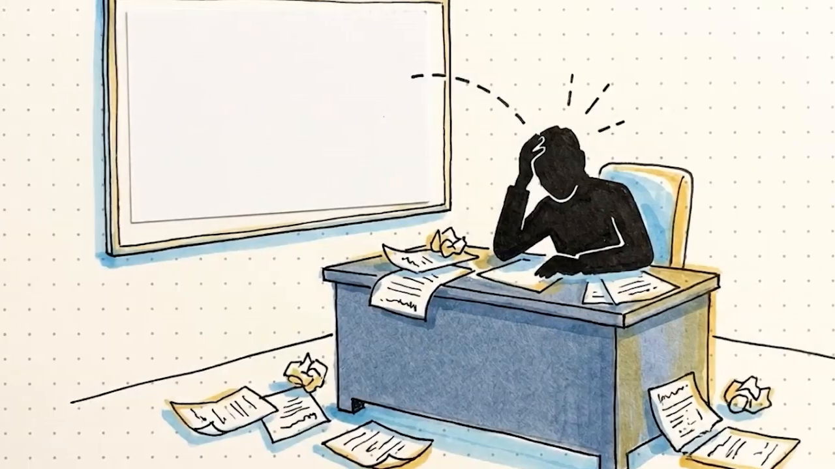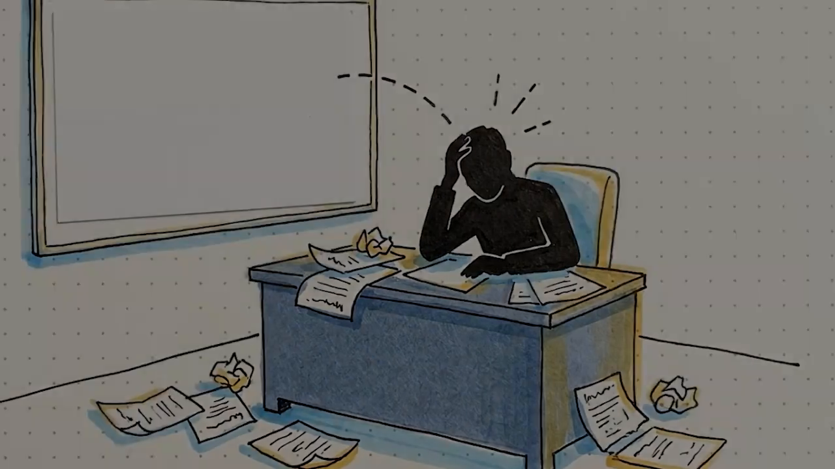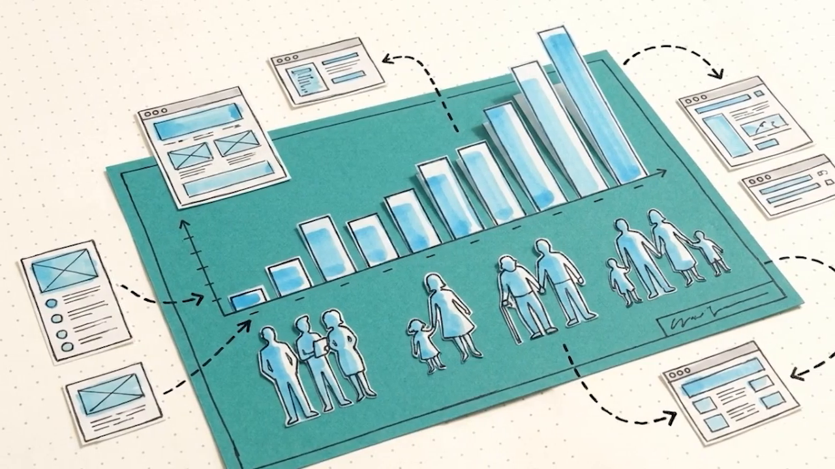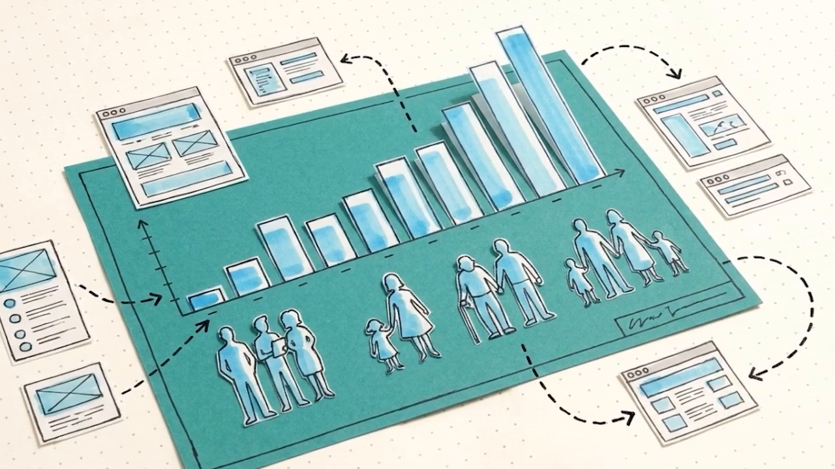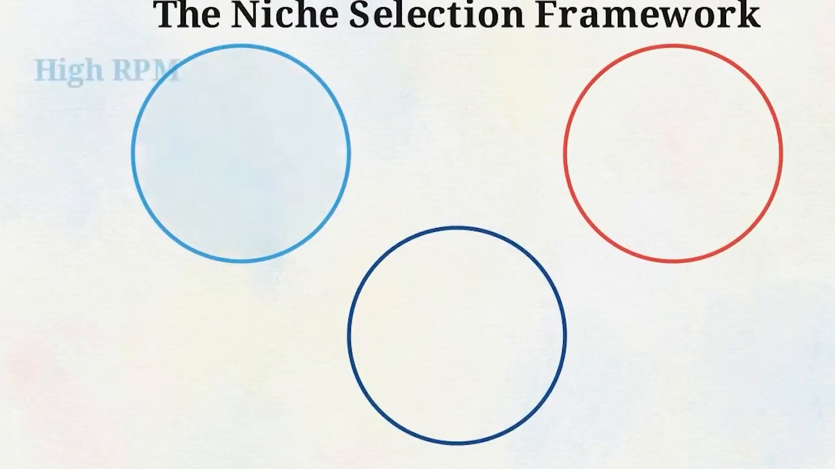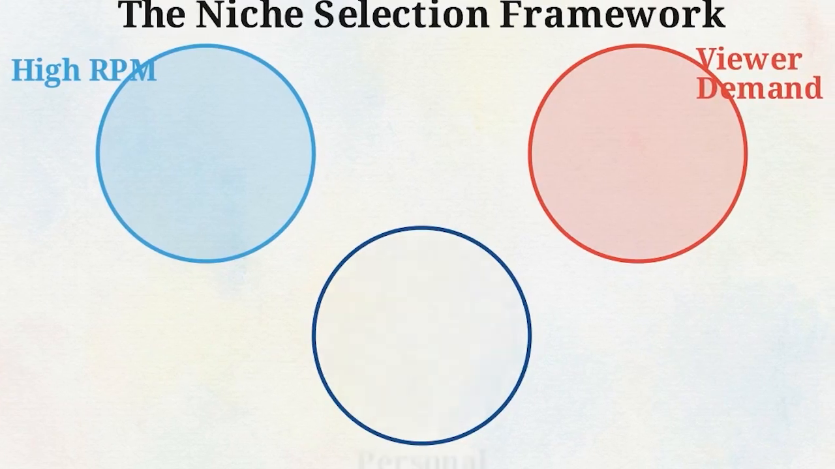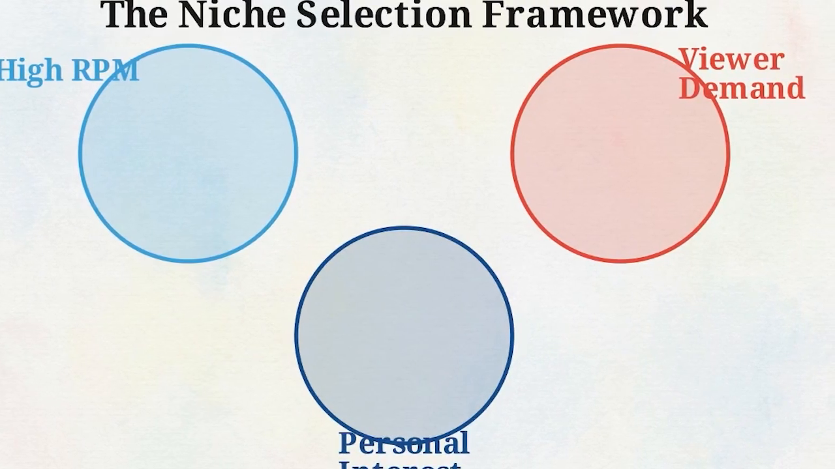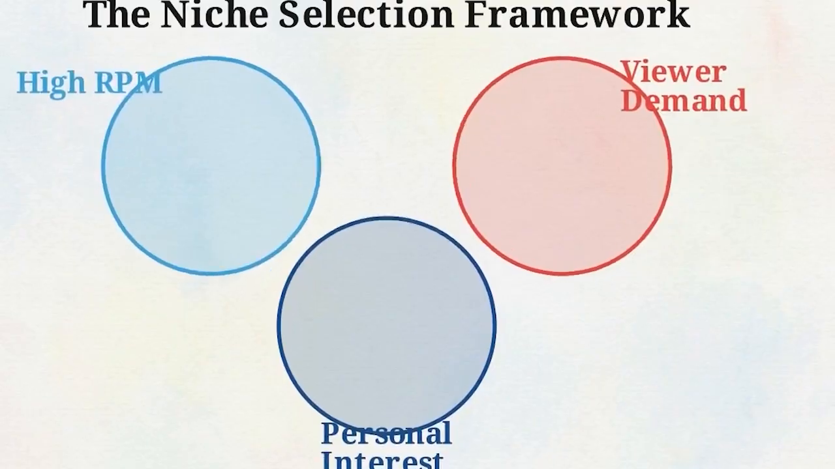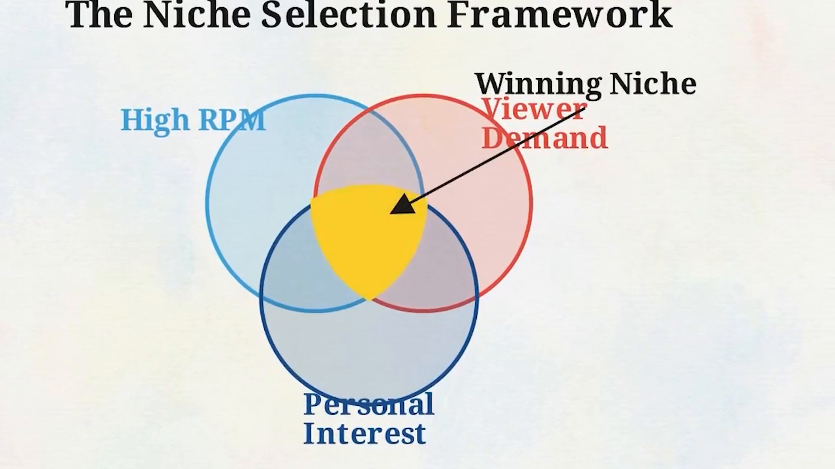Finding a profitable niche cannot rely on guesswork. You need a structured analytical framework to ensure the audience and the advertisers are actually there. This diagram shows the 3 variables for a viable channel. You need a topic with high ad payouts, proven viewer demand, and enough personal interest to judge the quality of your team's work. Your niche lives at that intersection.